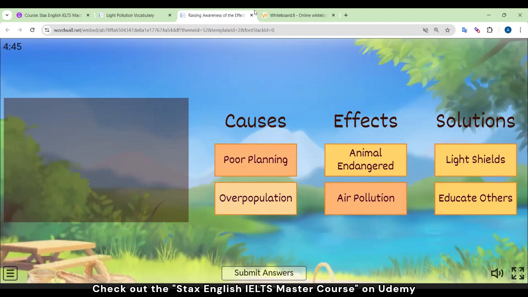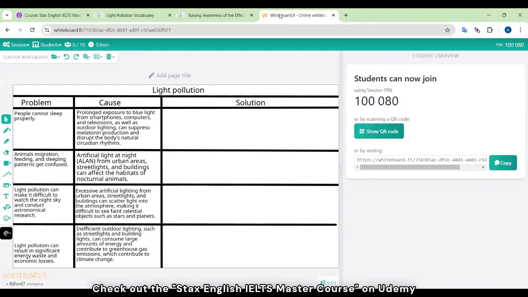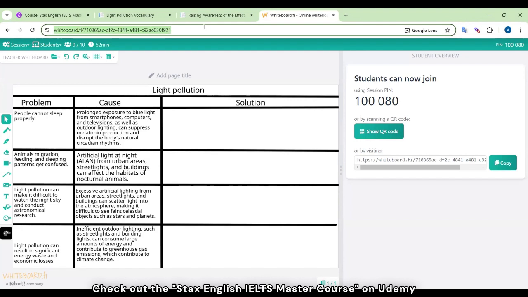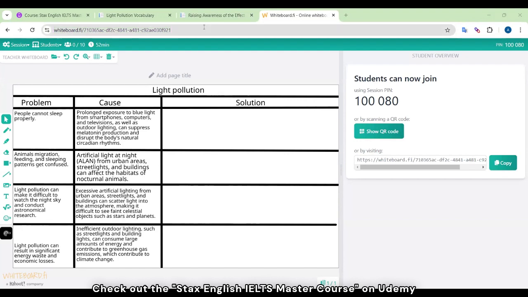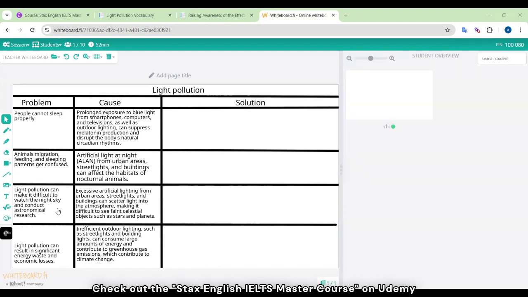So guys, what we're going to do now is open up the whiteboard, okay? And we've got some problems, causes, and solutions. I'm going to send you this link, and I want you to open this up and think of potential solutions to these problems. So we have problem one, which is that people cannot sleep properly. Problem two, animal migration, feeding, and sleeping patterns get confused. Problem number three, light pollution can make it difficult to watch the night sky and conduct astronomical research.